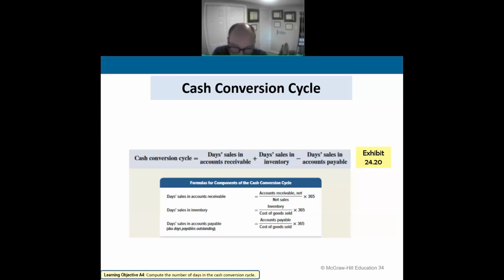Day sales in accounts receivable: you take accounts receivable divided by net sales times 365. There's 365 days in a year. Day sales in inventory: it's total inventory divided by cost of goods sold times 365. Day sales in accounts payable: it's total accounts payable divided by cost of goods sold times 365. Day sales in accounts receivable plus day sales in inventory minus day sales in accounts payable.